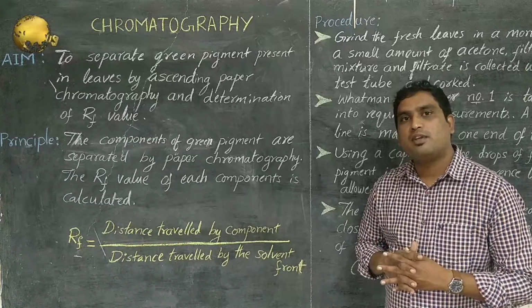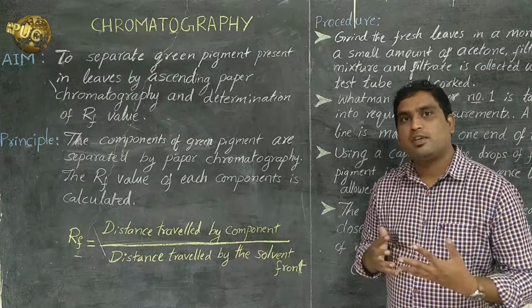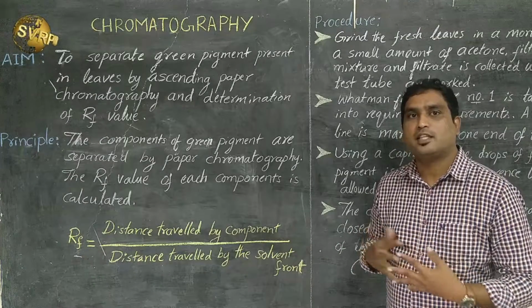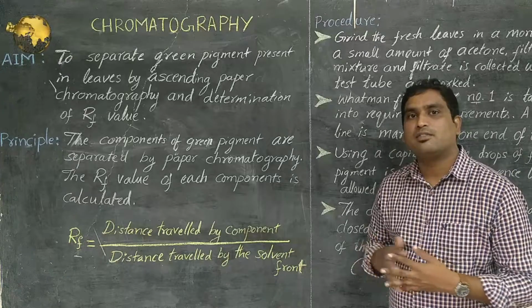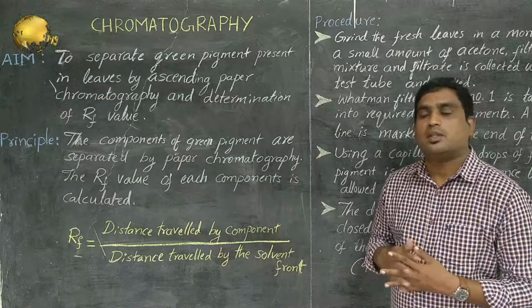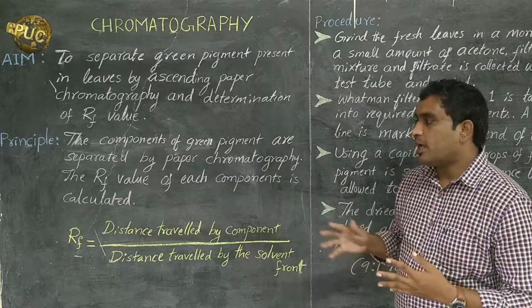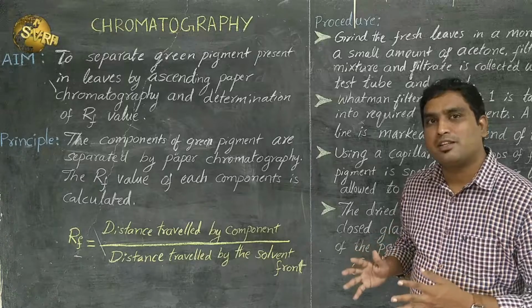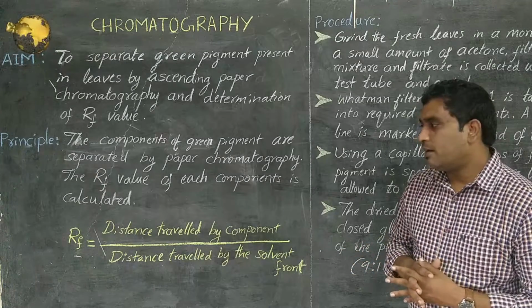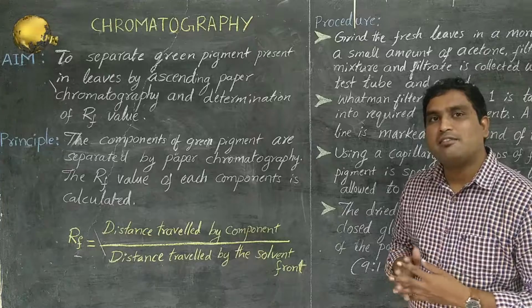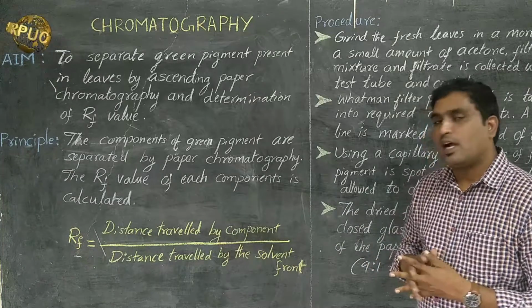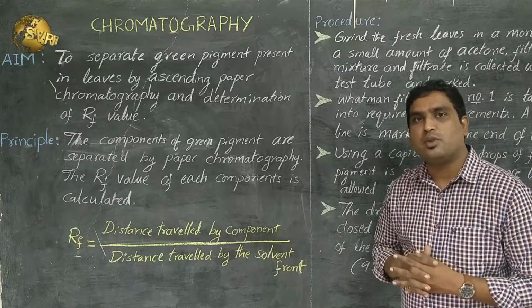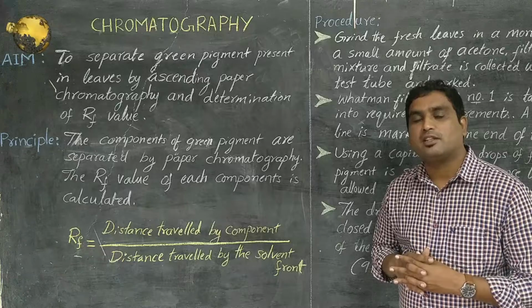In paper chromatography, there are three types: ascending, descending and circular. In this experiment we are using the ascending order of paper chromatography. The retardation factor is calculated using this formula: the distance traveled by the component from the reference line, divided by the distance traveled by the solvent from the reference line. Each component of the substances present in the green leaves will have a different retardation factor.